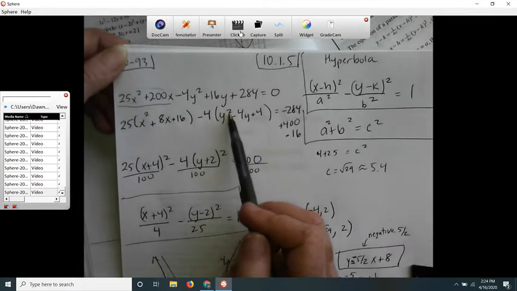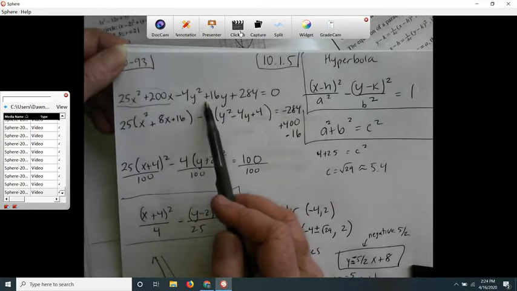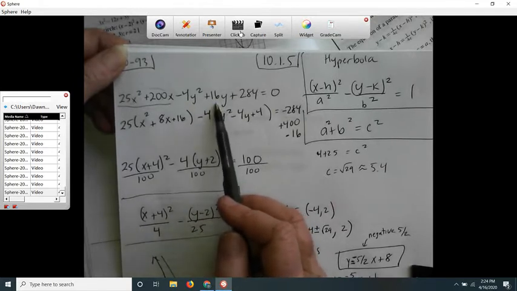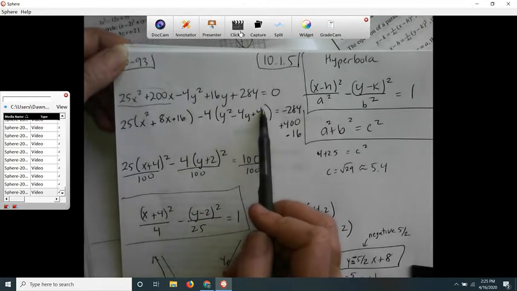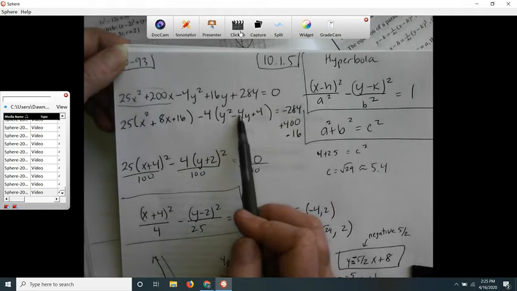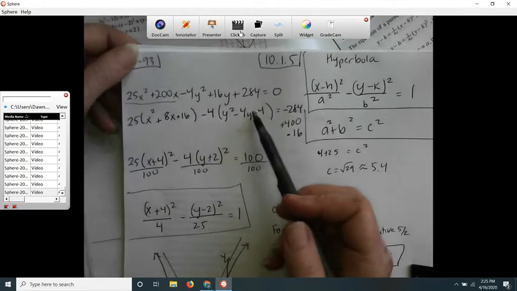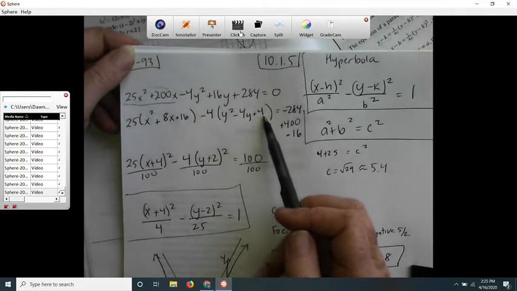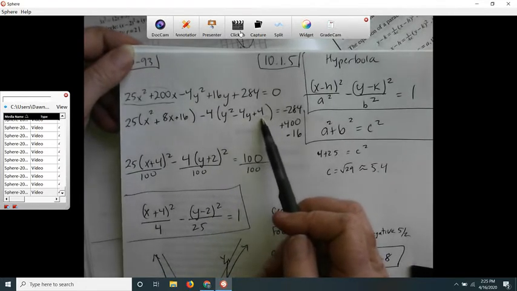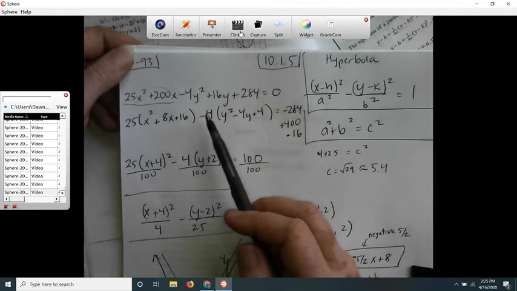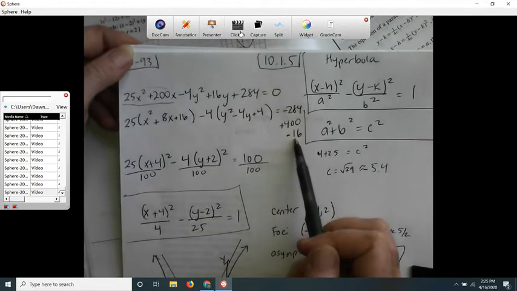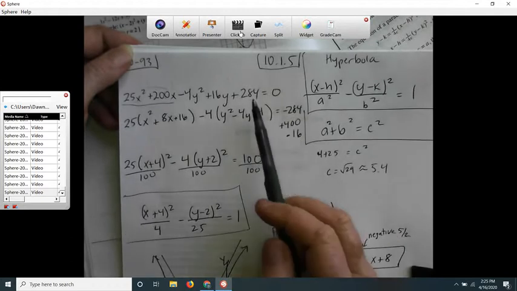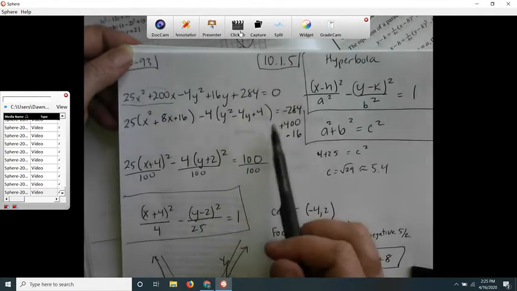And then I did something similar here with completing the square. The two y terms had a -4 and a 16, so I realized that I can factor out a 4, and I did. And then I completed the square with half of the coefficient of y, which was -2, and then squared it gives 4. When I added the 4 in the parentheses here, I actually have added -4 times 4, which is -16. So I have to add that to the other side too. And this 284 I brought over to the other side. That's why it's negative here.